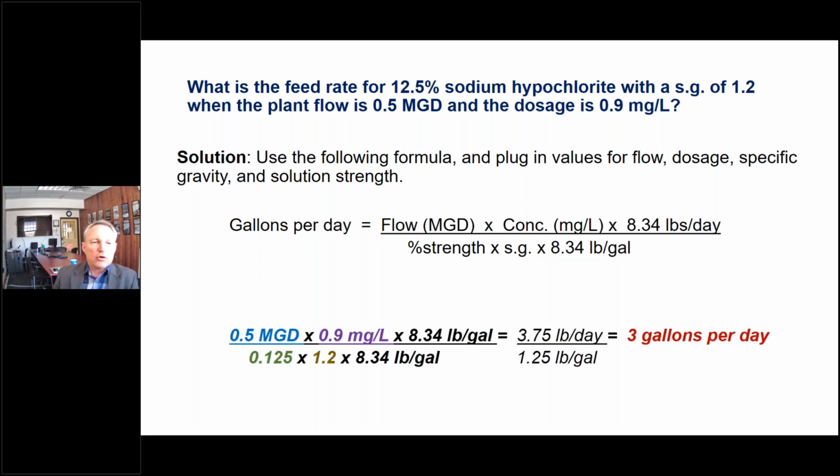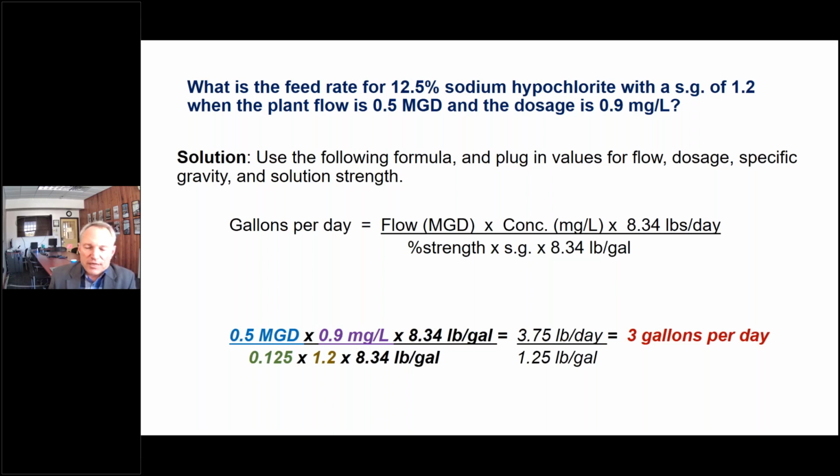And we're going to plug the numbers in for flow, 0.5 mgd, times 0.9 milligrams per liter, the dose, times 8.34 on the bottom. You notice we're dividing by the percent strength, that's 0.125. And we're calculating the weight per gallon by using our specific gravity of 1.2 times 8.34. And I've left it in the form where you can see the top of the equation and the bottom of the equation. You see on the top of that equation, it says 3.75 pounds per day. That is the weight of pure chlorine that we're adding. And ultimately, we calculate 3 gallons per day. That's our feed rate for our liquid sodium hypochlorite. We're feeding 3 gallons per day.